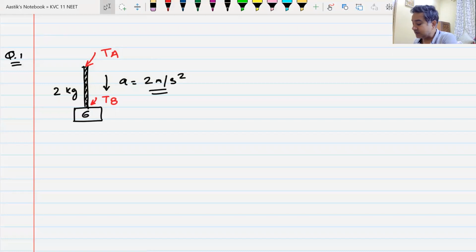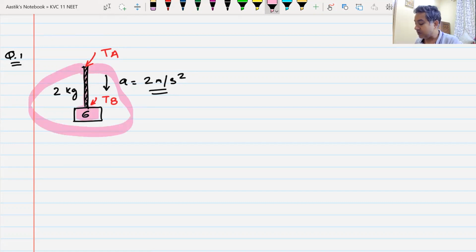how do I get the tension at point A? To get the tension at point A, I take this one and this entire thing as one block. Then if I draw the free body diagram of this block, the entire thing, the weight is downwards. How much is the weight? 2 plus 6, 8. 80 newtons is downwards. Do we understand this?